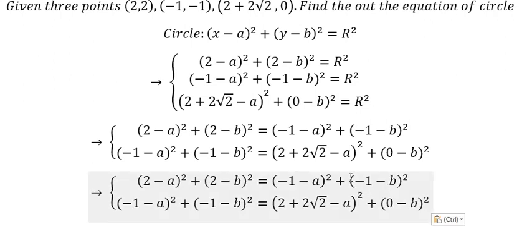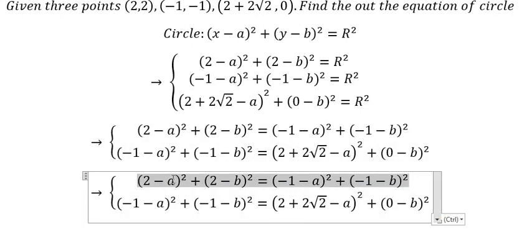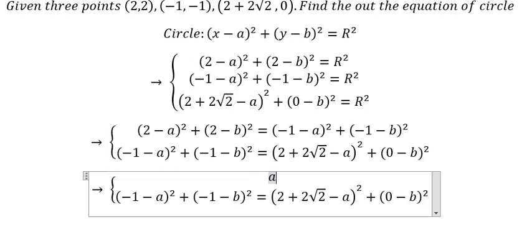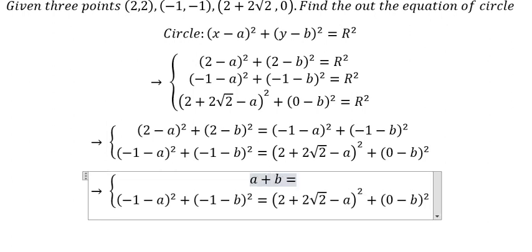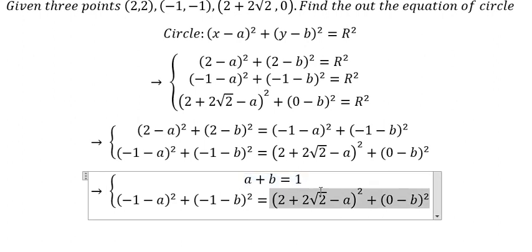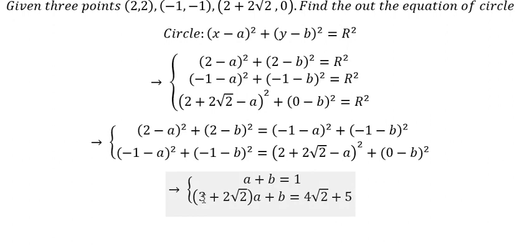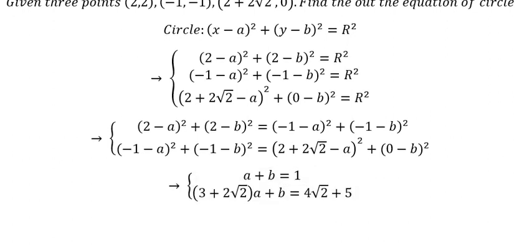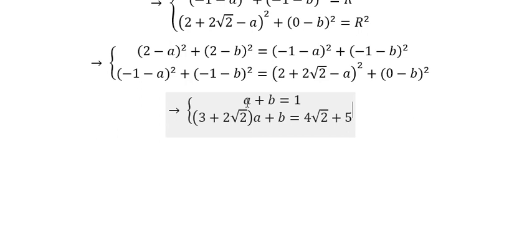So if we expand everything, we have this one like this: a plus b equals to number 1. Now we go to the second one, and that is the answer for the second equation. Now we can find the solutions of a and b.